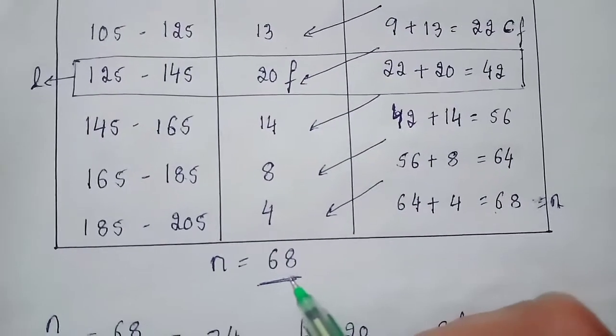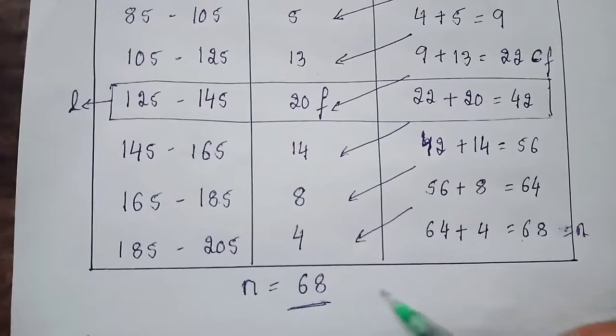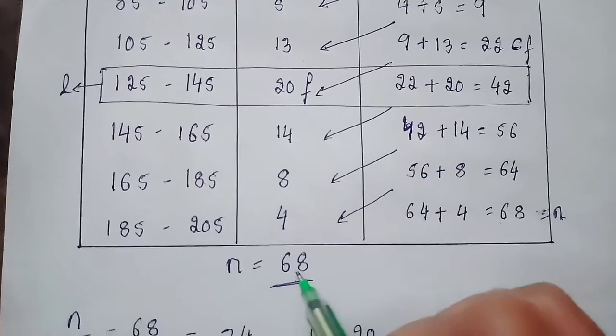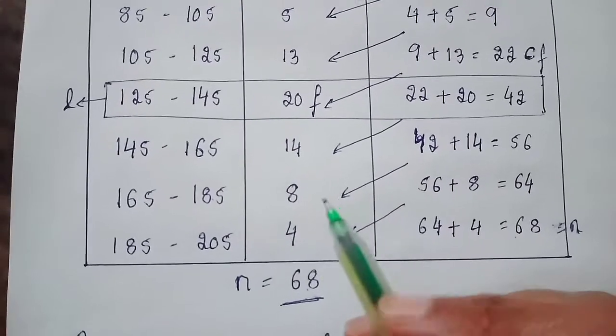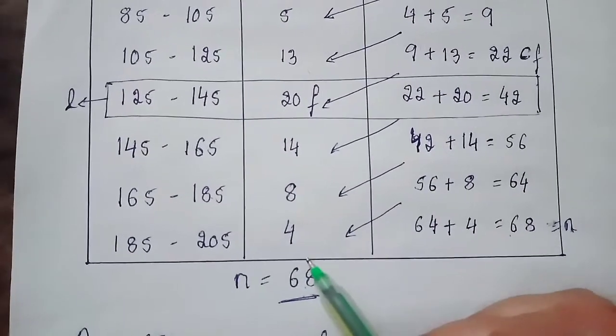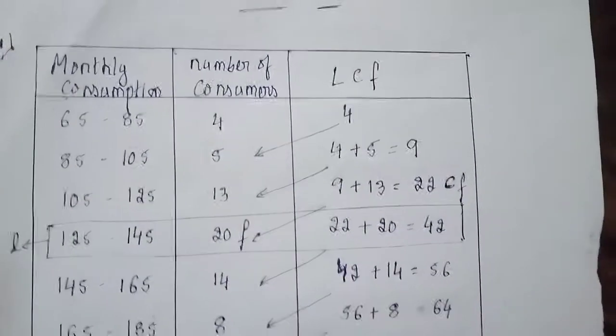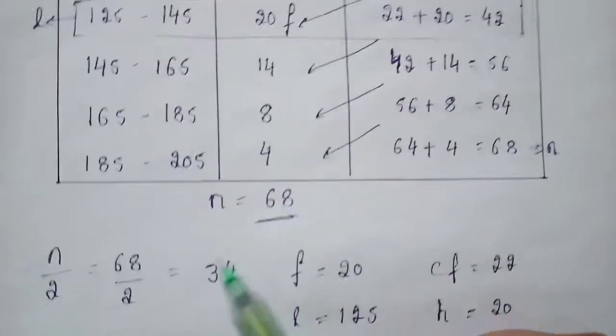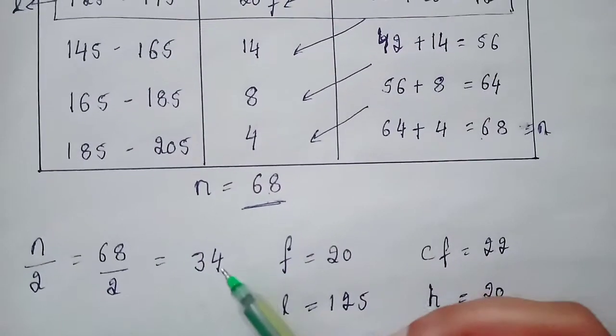What is n here? 68. So the median class should be the class nearest to n by 2 or greater than n by 2. That class interval is called the median class. So let us find n, which is 68. What is 68 by 2? You can see it is 34.